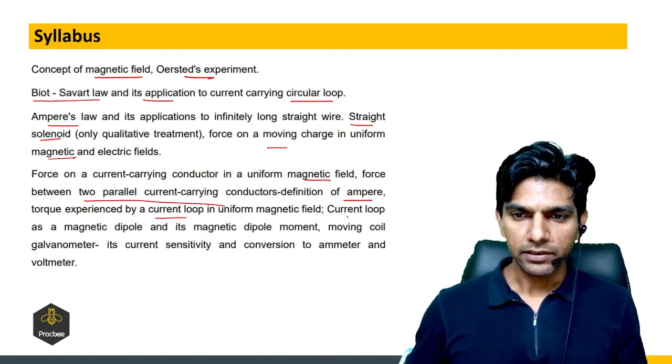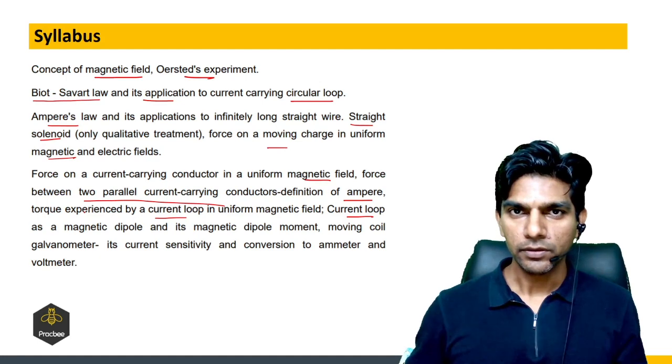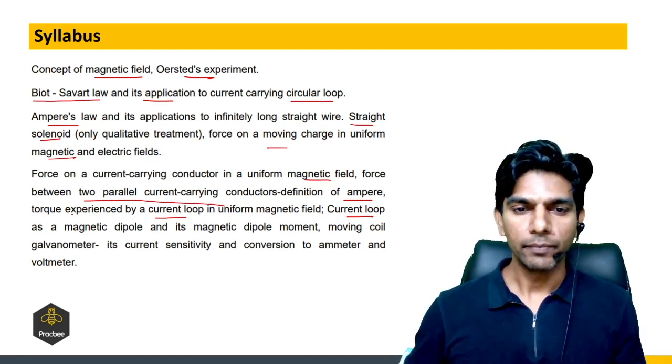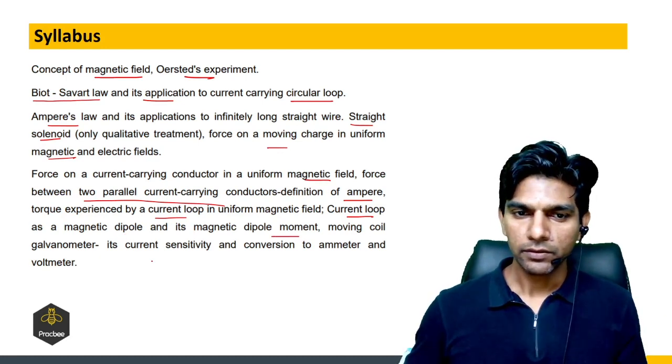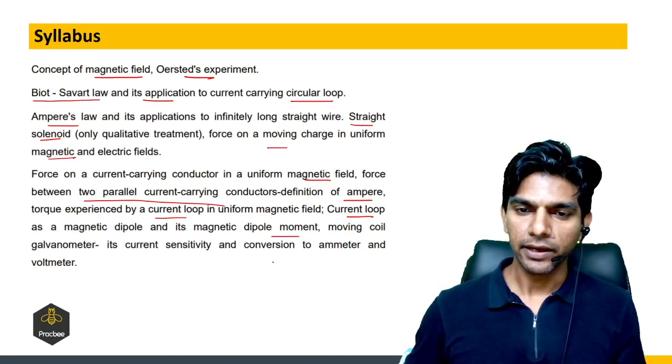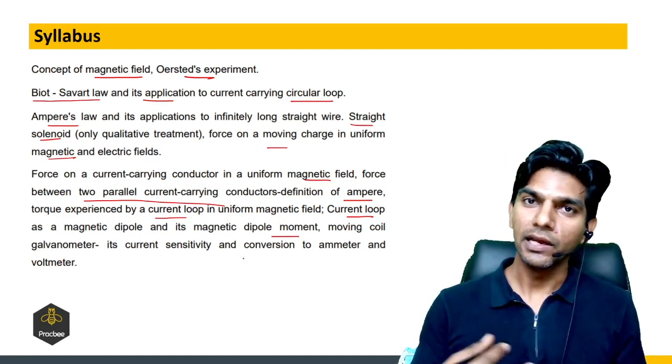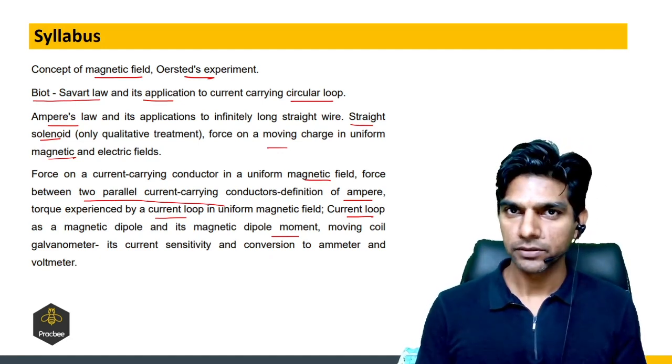Then we'll study current loop as a magnetic dipole and the formula of magnetic dipole and how a current carrying loop behaves like a magnetic dipole. Then the moving coil galvanometer, what is its current sensitivity and how we can convert galvanometer into voltmeter and ammeter.